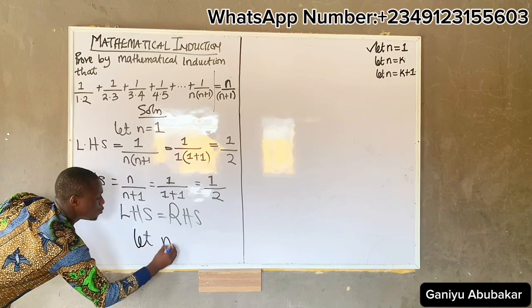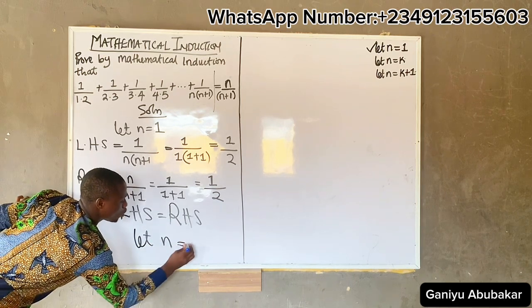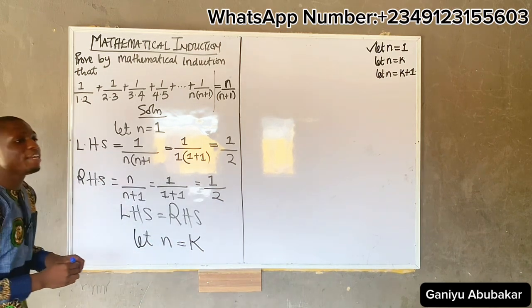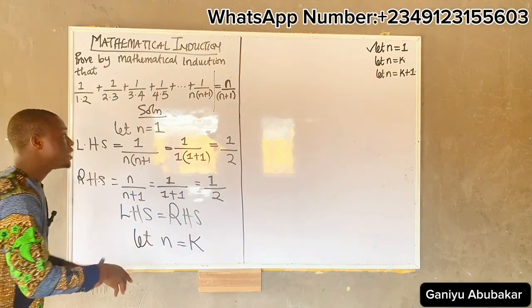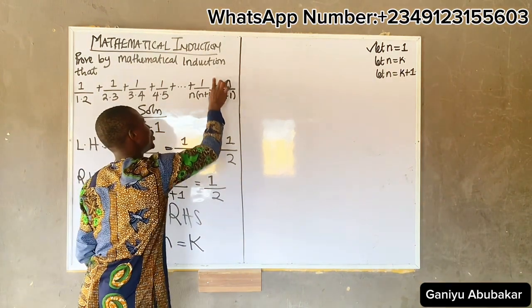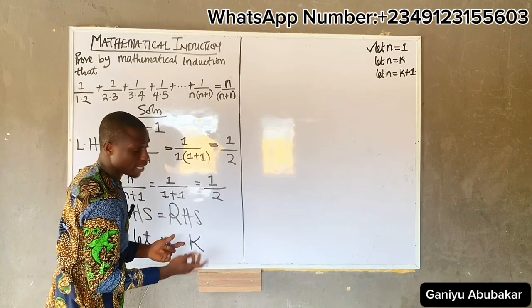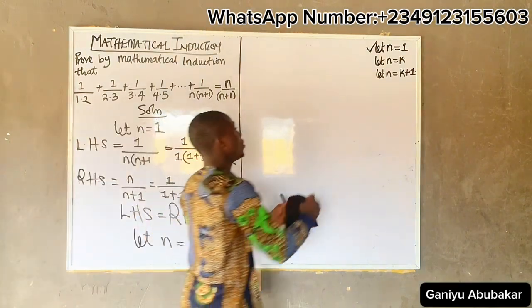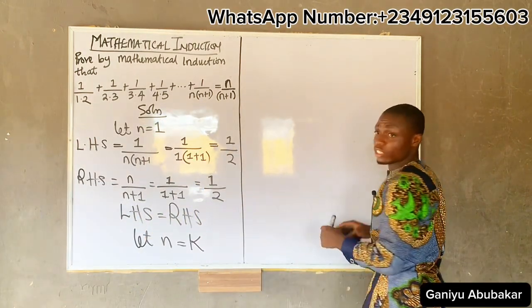What is the second step, please? Let n be k. If n is k, it means that anywhere I see n in this question, I'll put k. As easy as that, please. Alright, is it recorded? Check.